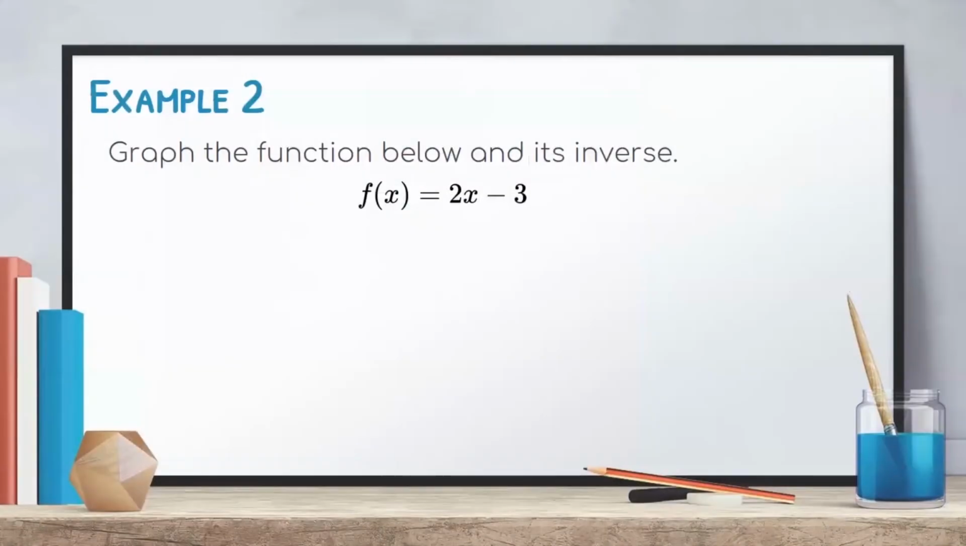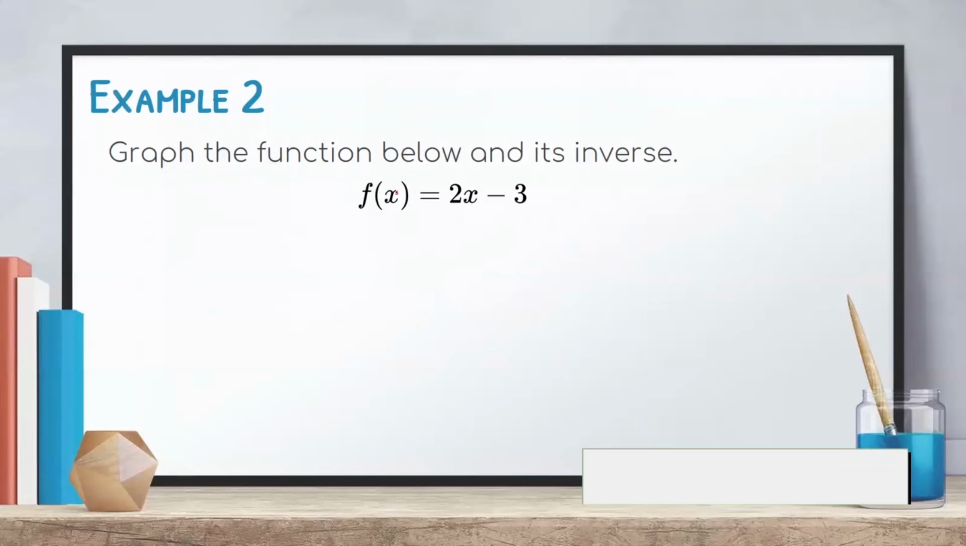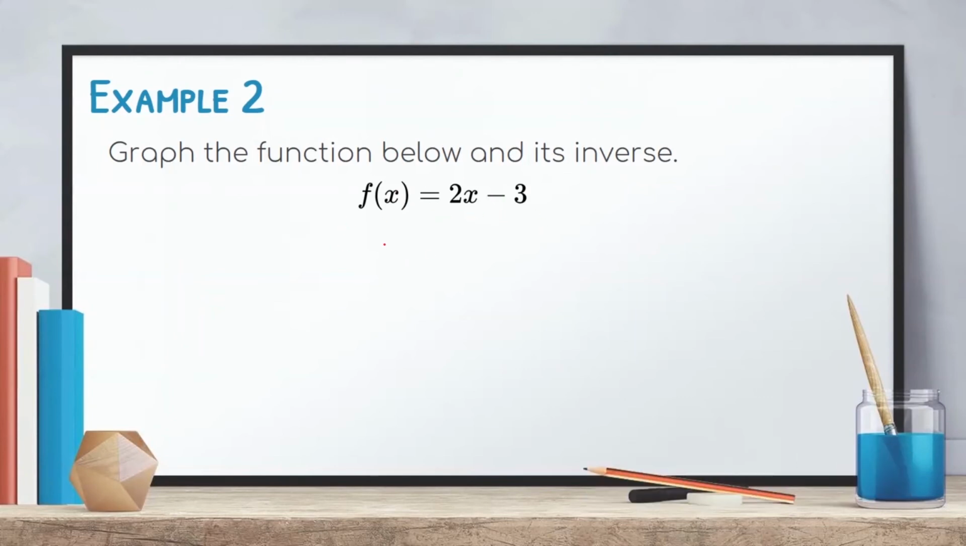Let us consider this example. Graph the function below and its inverse. We have the given function to be f of x equals 2x minus 3. Before graphing this function, let us first determine the inverse. Recall the steps in determining the inverse of a function. First, we need to express f of x by y.